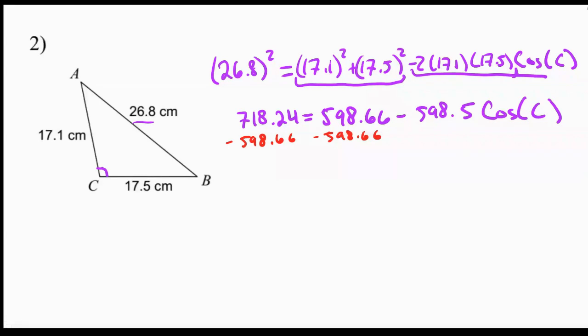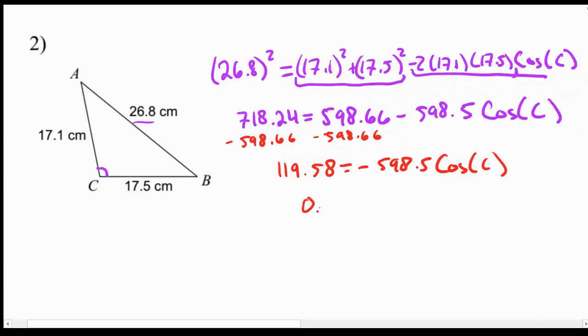718.24 minus 598.66. I get 119.58 equals negative 598.5 cosine of C. Now I'm dividing by negative 598.5. And I'm going to leave this in my calculator as this exact number, but I'm going to show you all that it's about 0.1998 and it is negative. And again, we kind of expect this to be negative because think of a unit circle, right? If we have a line that's over here, this is an obtuse angle. So my cosine or my x value is going to be negative or on the left side.